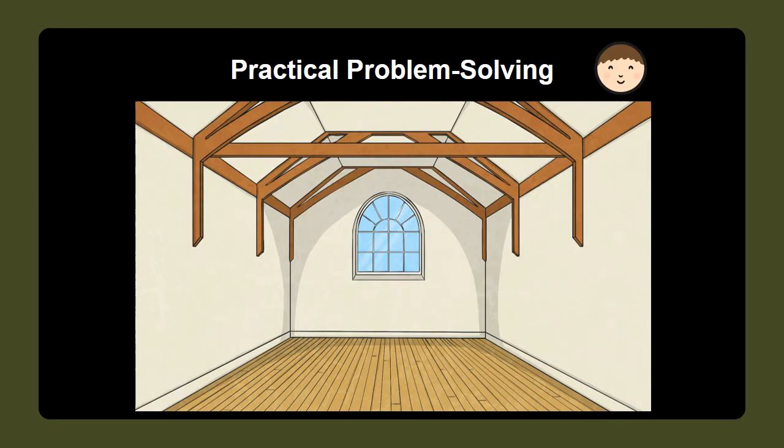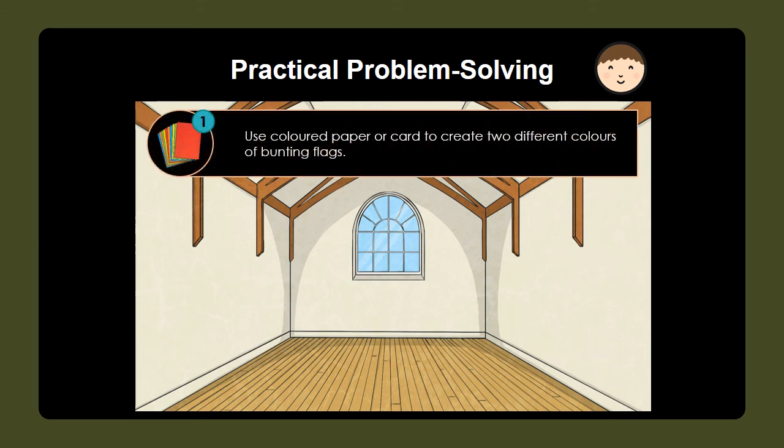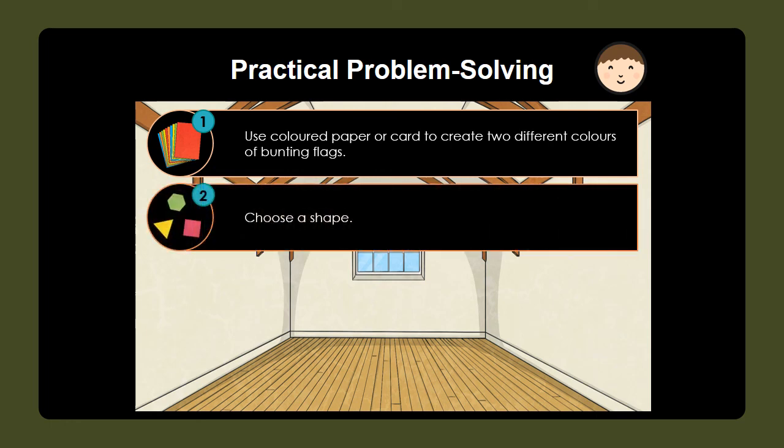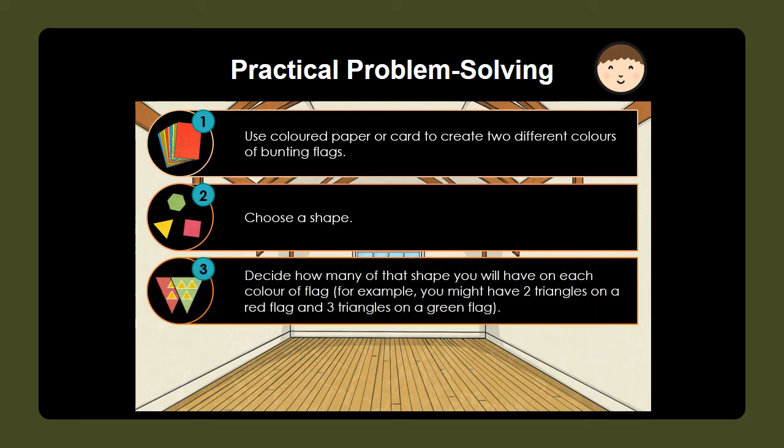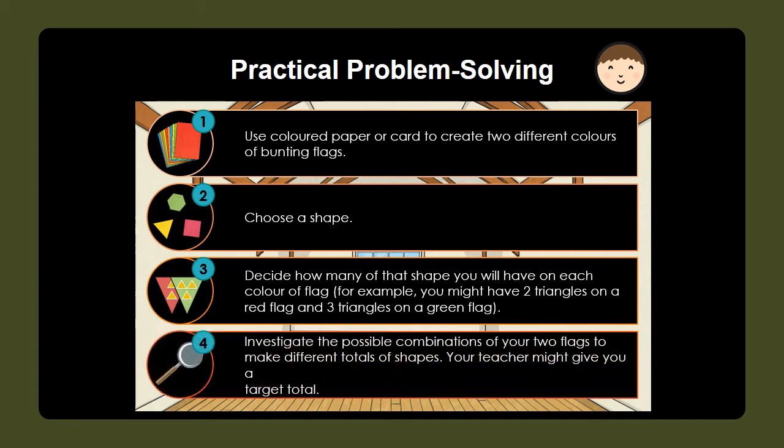So, now we've looked at all of those bunting questions, some of which might have made sense and some of it might have not. I think it would be a good idea now to have a go at making your own bunting. I want you to get some coloured paper or card, or just paper if you haven't got any of that, and create 2 different colours of bunting flags. Choose a shape and then decide how many of that shape you will have on each colour of flag. So you might have 2 triangles on a red flag and 3 triangles on a green flag, for example. And then I'd like you to investigate the possible combinations of your 2 flags to make different totals of shapes.